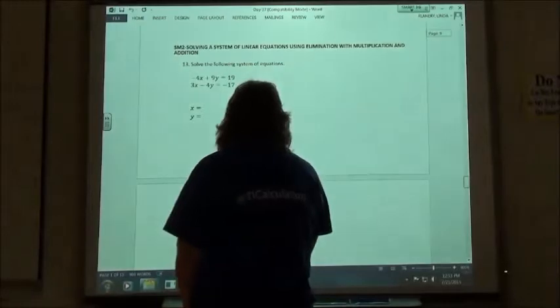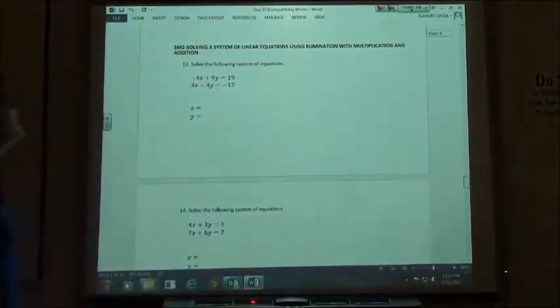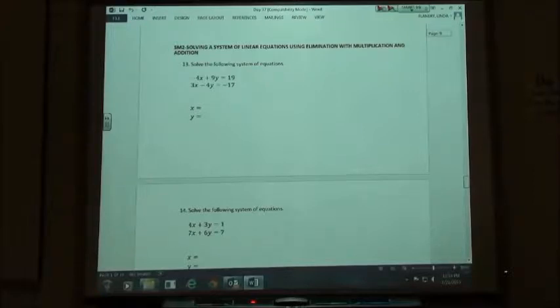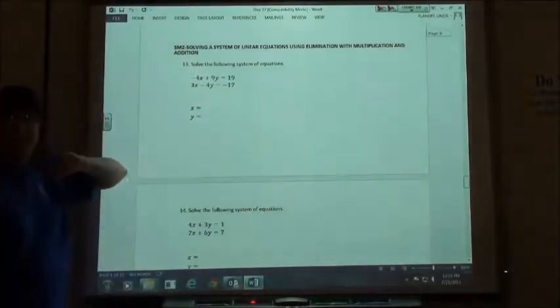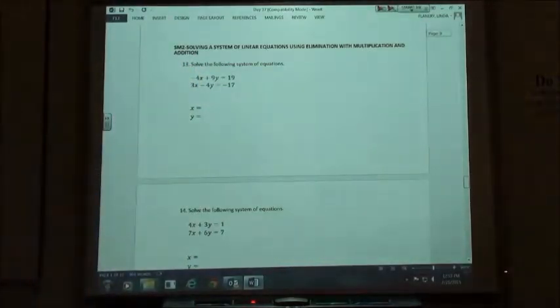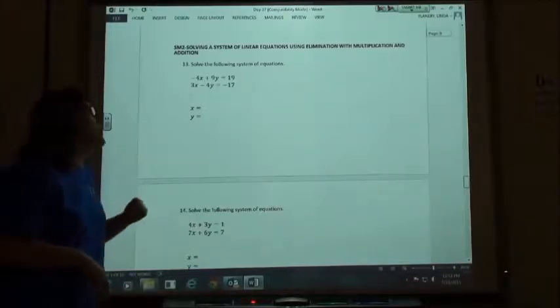The next one says solving a system of linear equations using elimination with multiplication and addition. Some books will call it the elimination method, some books call it the addition method. In any case, usually you use this method when you have both equations in standard form so that the x and the y are both on the same side. And your goal is to make opposites either in front of the x's or in front of the y's, doesn't matter which one, so that you can cancel out one of your variables.